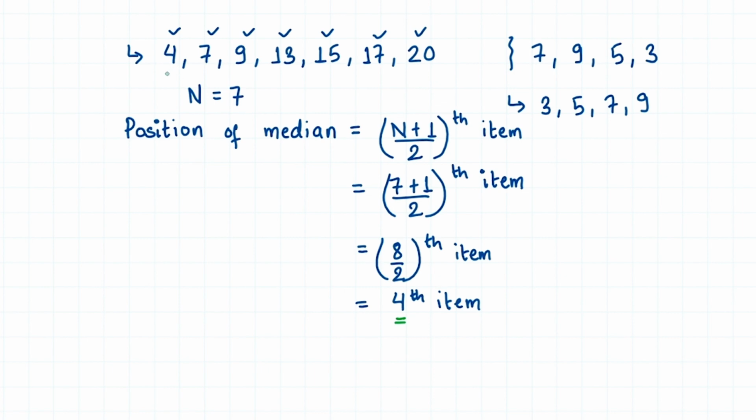So if we look at our data, this is the first item, this is second, this is third, and this is our 4th item, right? Now this 13 is our median, okay? And therefore, we can write that our median is equal to 13, okay? So it's our 4th item, which is here. So it's first, second, third, 4th, and done. That's how we find the median of an individual series.